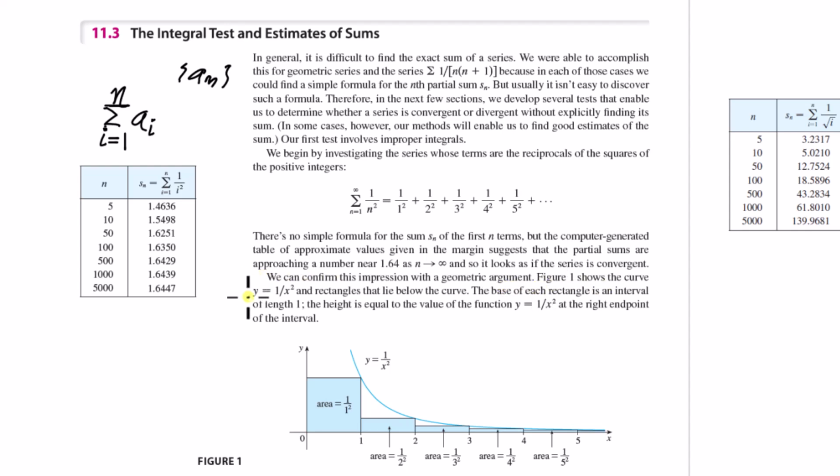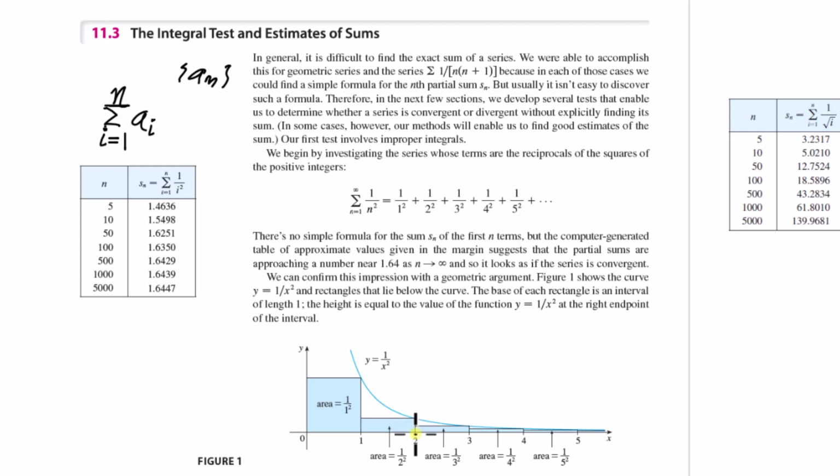Figure 1 shows the curve y is equal to 1 over x squared and rectangles that lie below the curve. We looked at this function from the perspective of an improper integral in section 7.8. So here's y is equal to 1 over x squared, and then you've got these rectangles that lie below it. The base of each rectangle is of length 1, between the integers, and the height is equal to the value of the function at the right endpoint of each interval.